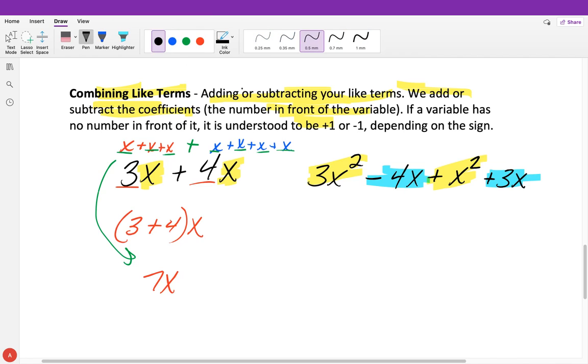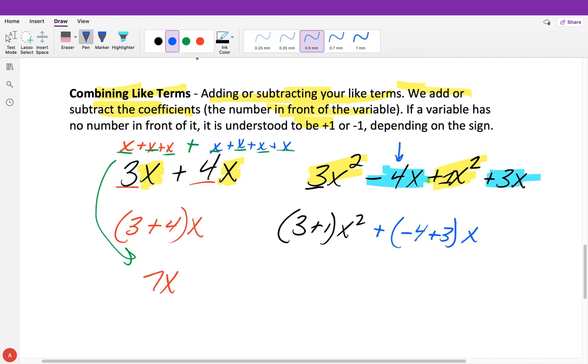So when I'm combining these like terms, my x squareds, I have 3, and this one is understood to be a 1. So it's 3 plus 1 times x squared. And then from here, we're going to add in between, and after, we're going to see what the sign has because we're focusing on these numbers by themselves. So here we have minus 4 of this x, and then we have plus 3. So minus 4 plus 3x.